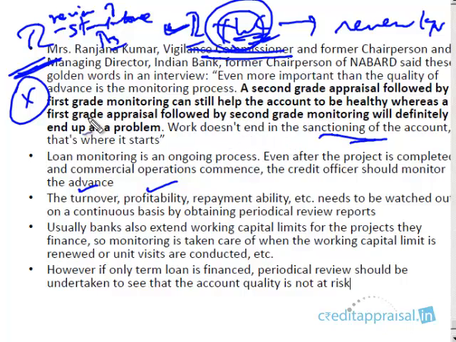You'll be skipping them. You'll be just monitoring the overdues as a whole. If the account is overdue, you'll be following up with the company for recovery of the overdues. But monitoring this account, the status of the project, is something that is missed in the case of standalone. So please be very careful. In the case of standalone term loans, you have to be more careful, because it's not going to come to you as in the case of working capital accounts. So please undertake periodical review and ensure that the account is not at risk.